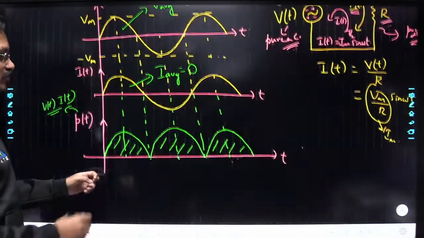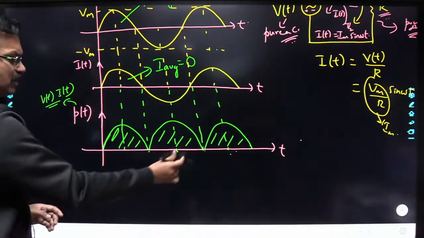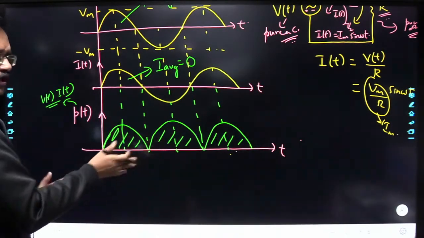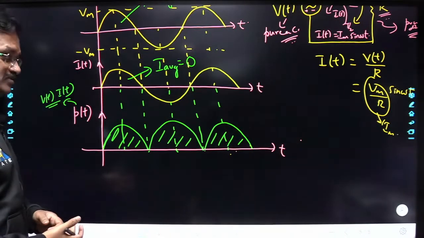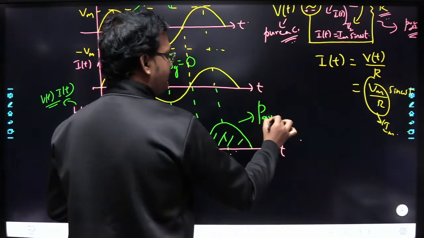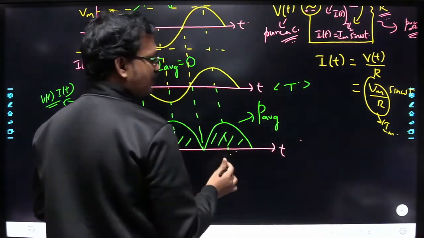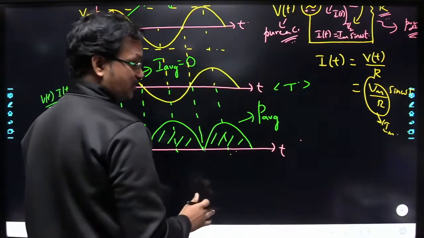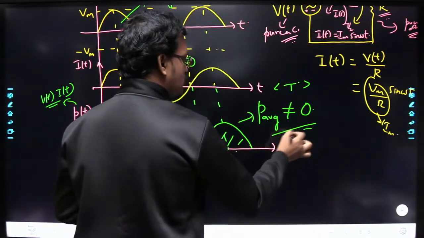But for this one here, you don't have the negative half cycles. Yes or no? It is not pure AC, right? It is not pure AC. It is pulsating DC. Right? So the P average here, over a time period T, the average value of the power that is dissipating across the resistor is not equal to what? It is not equal to 0.